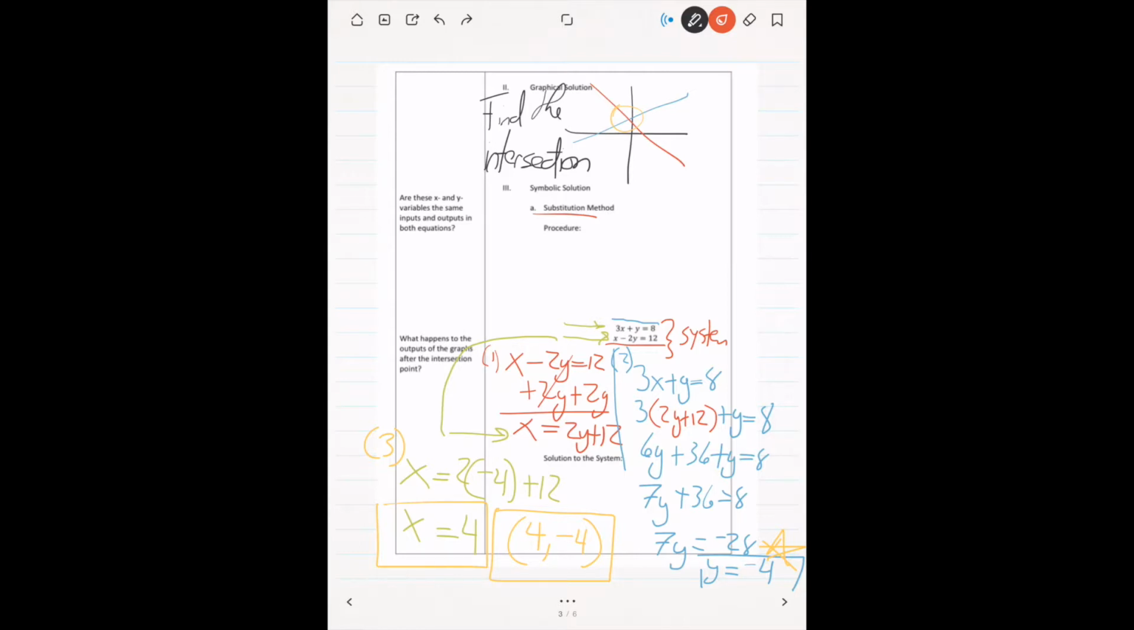So the first step is pick an equation and solve for a variable. It doesn't matter which equation you pick. It doesn't matter which variable you pick to solve for. I just happened to pick the second equation. I said, I'll solve it for x. I could have solved it for y. I could have picked the first equation and solved it for y or x. It doesn't matter. However, once you pick, you have to substitute.